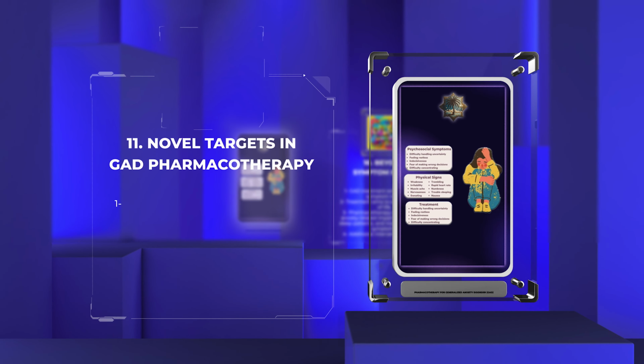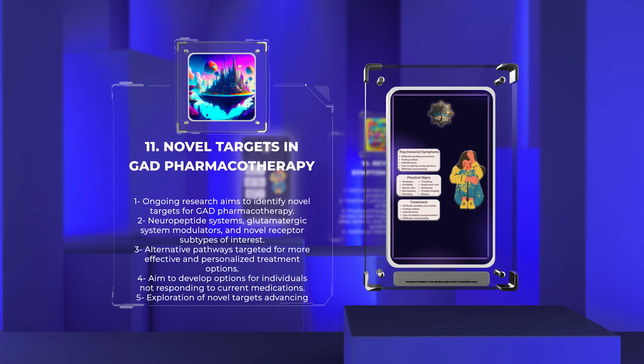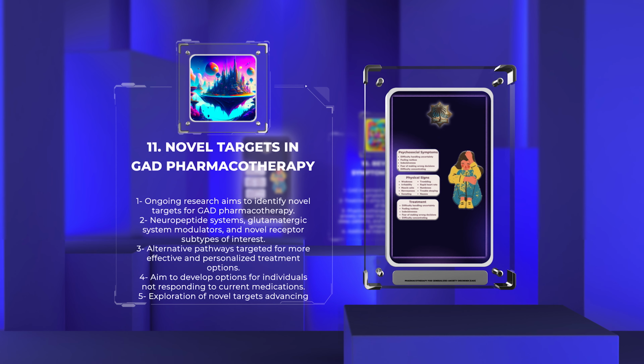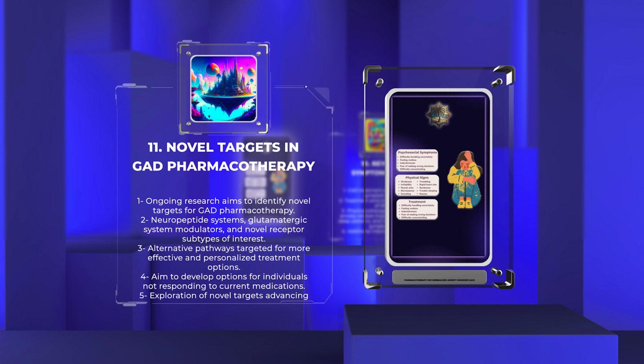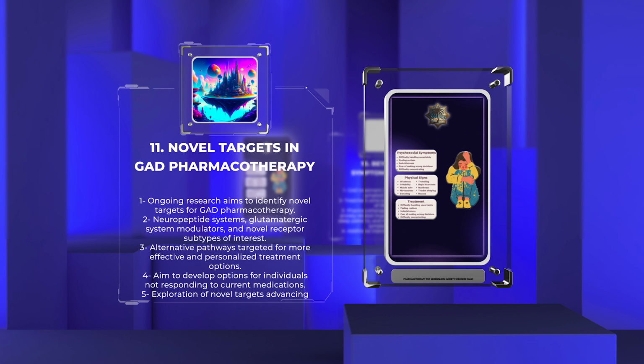Ongoing research aims to identify novel targets for GAD pharmacotherapy. These include neuropeptide systems, for example, corticotropin-releasing hormone, glutamatergic system modulators, and novel receptor subtypes. By targeting these alternative pathways, researchers hope to develop more effective and personalized treatment options for individuals who do not respond optimally to currently available medications. The exploration of novel targets presents an exciting avenue for advancing GAD pharmacotherapy.